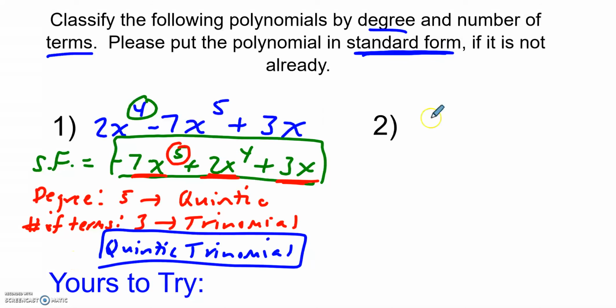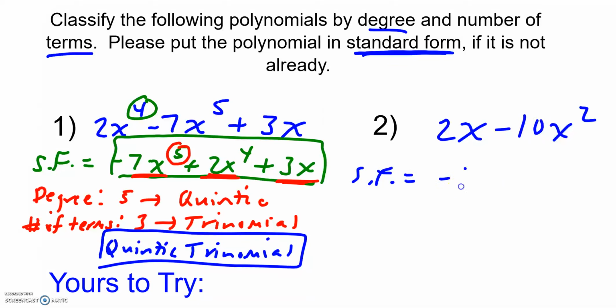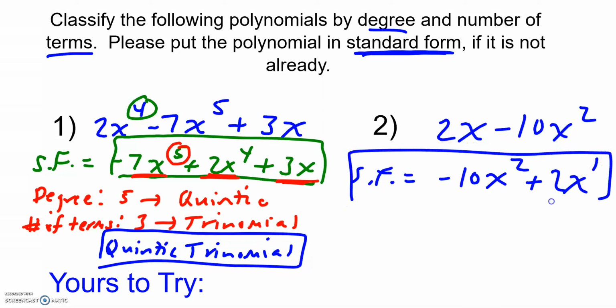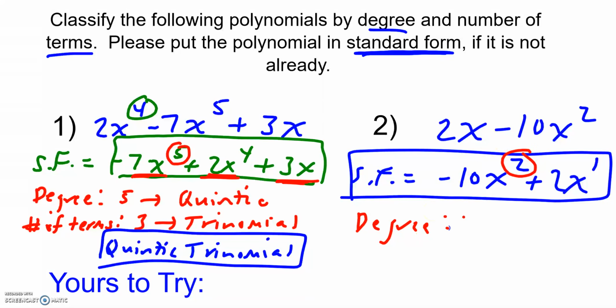Another example. What if I had 2x minus 10x squared? Well, first, if I put my answer in standard form, these two would have to switch places. The negative 10x to the 2nd would come first, and then the positive 2x, or 2x to the 1st technically, would be my standard form because my powers go from highest to lowest. If I am worried about my degree, the degree of my polynomial is the highest exponent that I see, which is 2, which makes this quadratic.